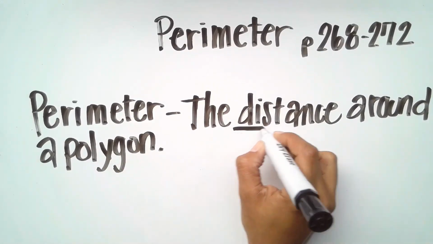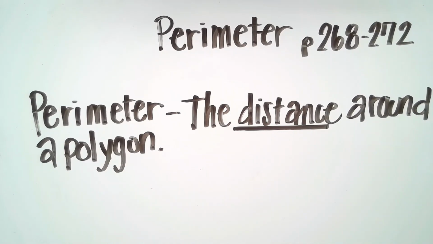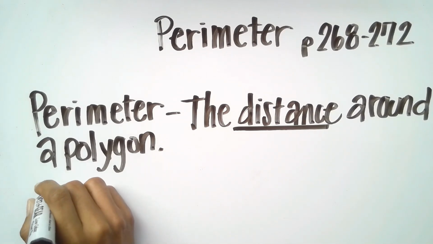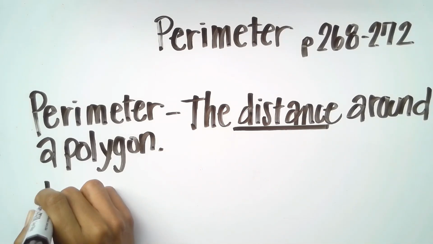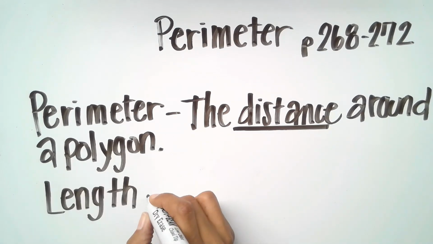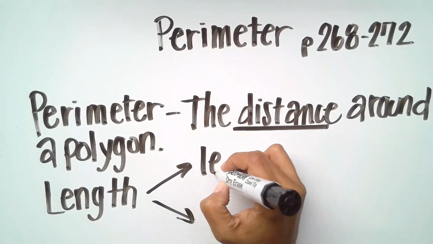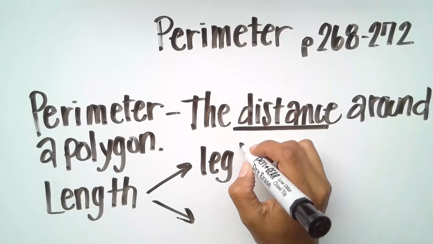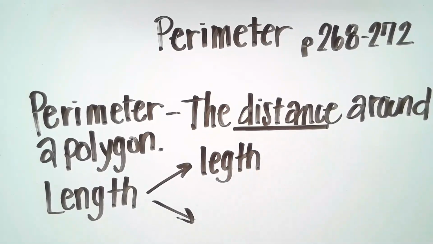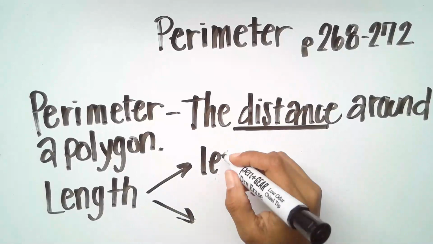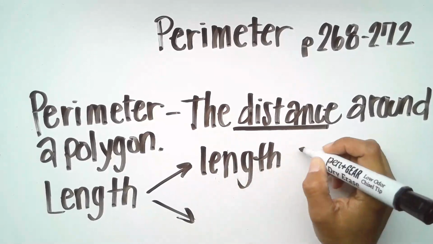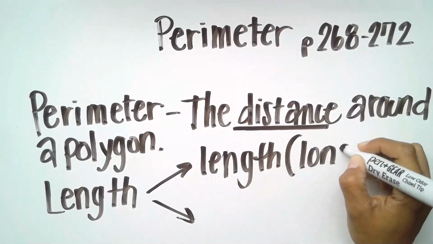Now, when we talk about distance, there's a couple of different units that we use to talk about that particular word. And the word that you're going to hear the most often is the word length. So when we talk about the word length, it means two things. Now, of course, we say length. That means how long something is, right? I'm going to fix that spelling there. The length, that means how long something is.